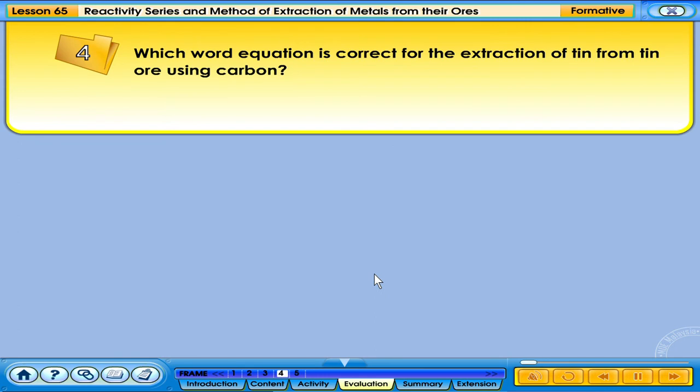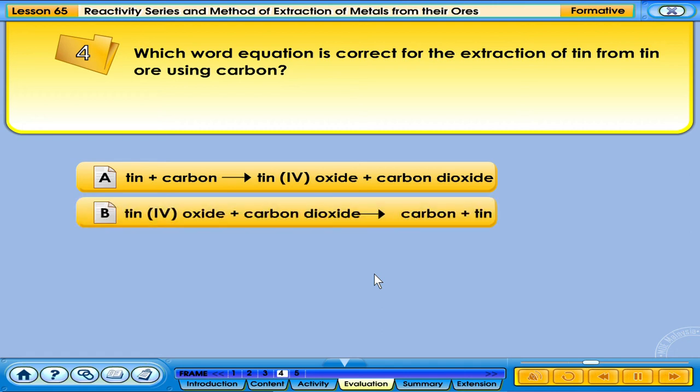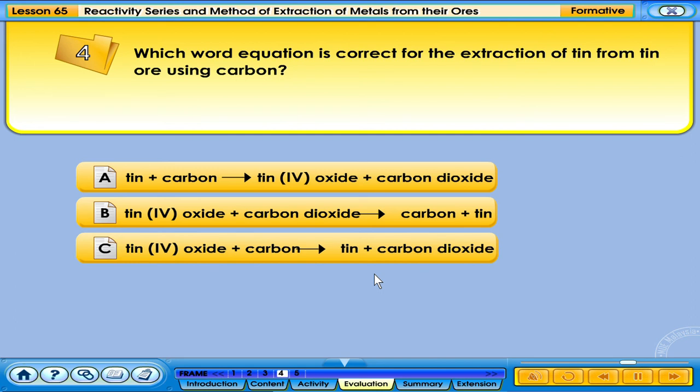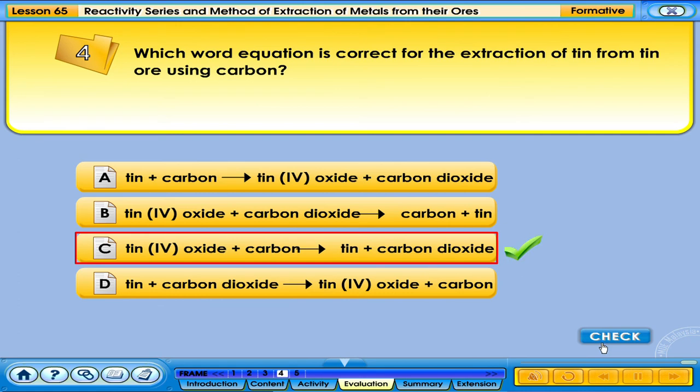Which word equation is correct for the extraction of tin from tin ore using carbon? A. Tin reacts with carbon to form tin 4 oxide and carbon dioxide. B. Tin 4 oxide reacts with carbon dioxide to form carbon and tin. C. Tin 4 oxide reacts with carbon to form tin and carbon dioxide. D. Tin reacts with carbon dioxide to form tin 4 oxide and carbon. Your answer is correct.